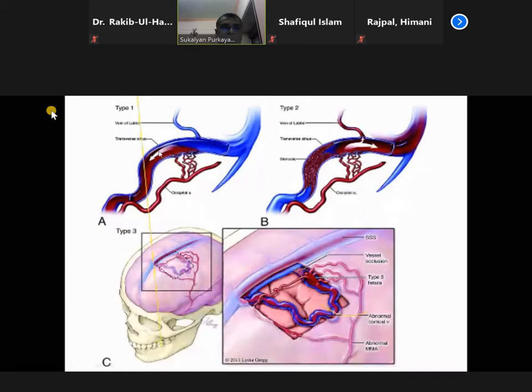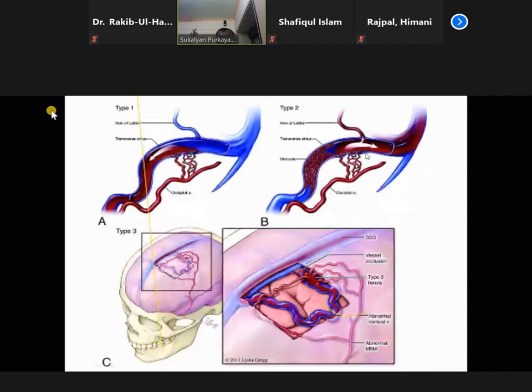So here what they have shown is that in type 1, where the blood is draining antegradely, the sinus is not patent. It may be thrombosed, or it may have a very fibrotic stenosis here into the downward sinus. So that's how type 1 and type 2 work.